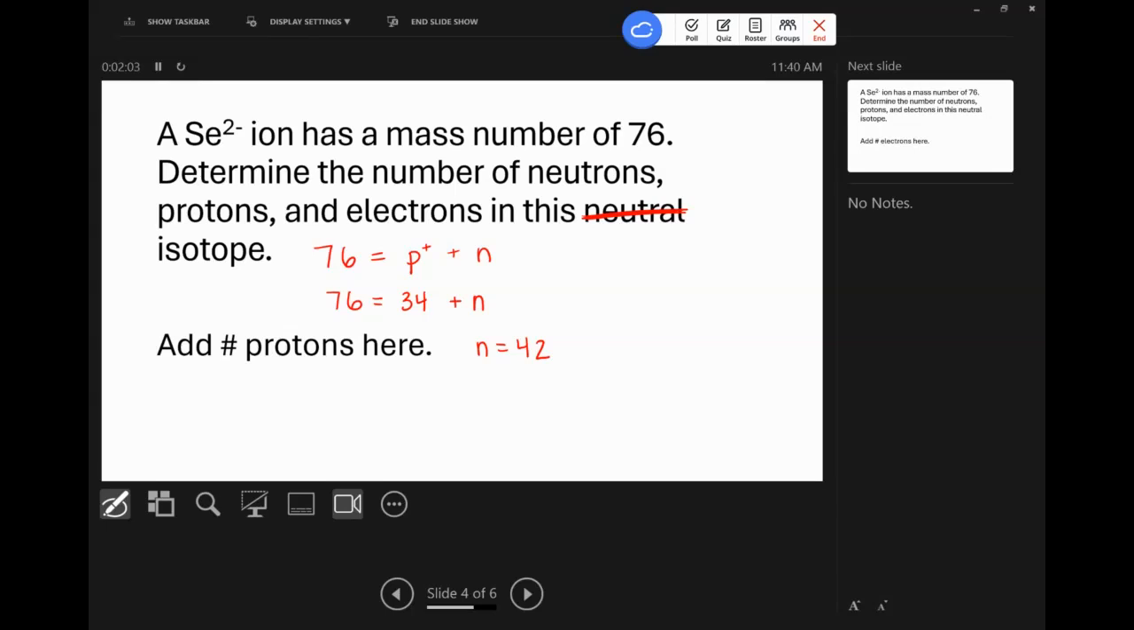It's important to remember that protons cannot change. So we can't say there's 34 electrons and 32 protons, because that's a different element. That's not selenium anymore. So you always have the same number of protons as what's on the periodic table. We have a 2- charge, so that means electrons needs to be 2 greater than 34. So 36 electrons.